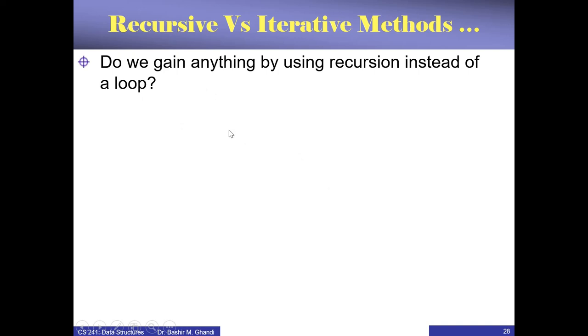It says, what do we gain, if anything, by using recursion instead of a loop? These are some of the things we gain. One, as I said earlier, the recursive method is usually more intuitive. In other words, it looks more natural, more related to the problem than the iterative version. The iterative version is like you are thinking the way the computer will work. But here, it is just as if you are translating the problem directly in its natural way.